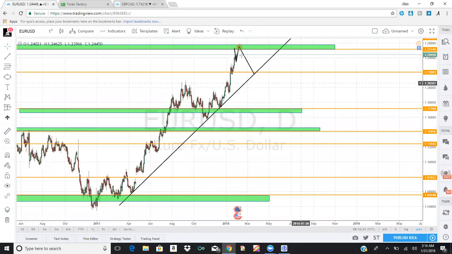Euro USD, we're just waiting for an entry. If it continues up and tests this resistance, look to sell and ride it down to either this support or this trend line.